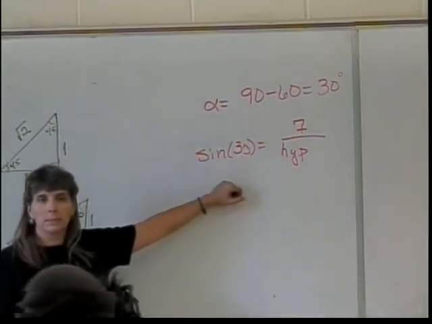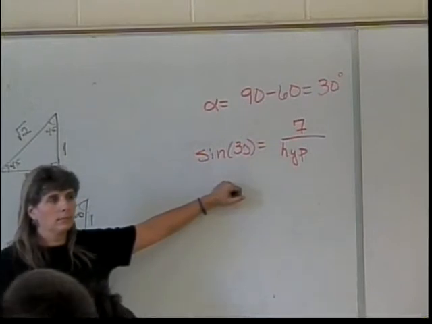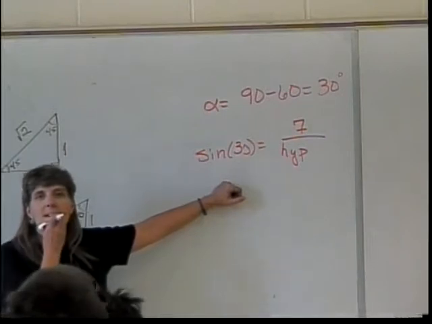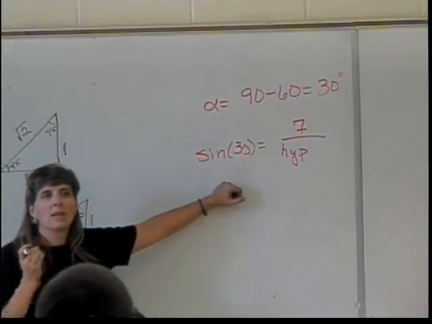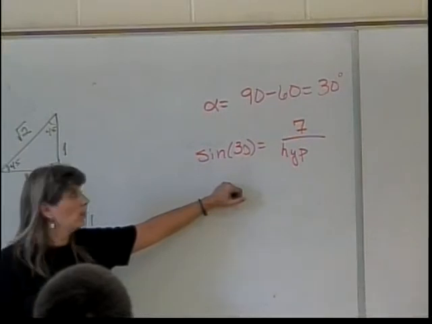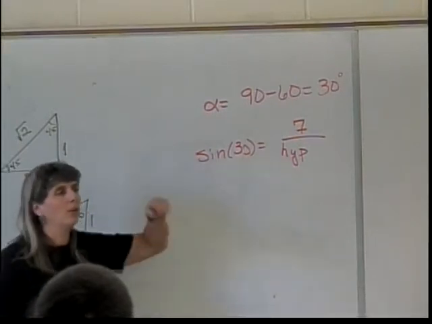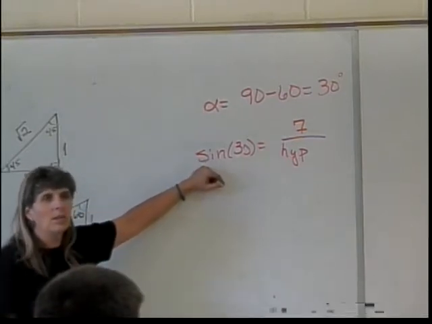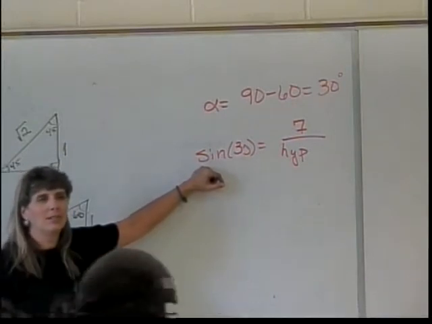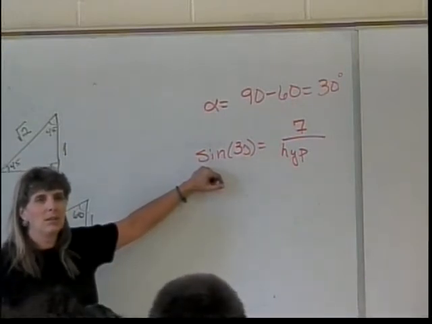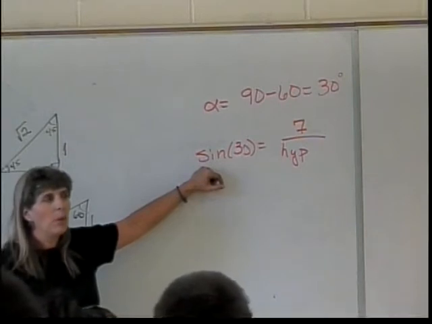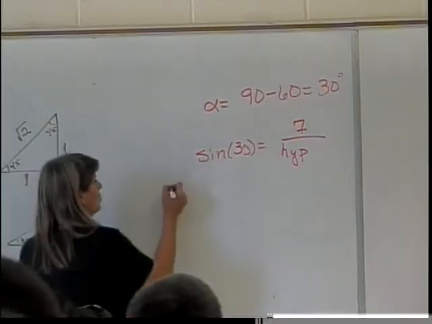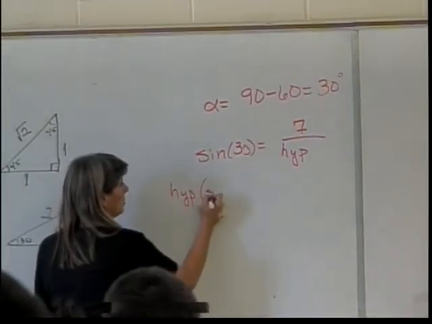So what do I do with this? 7 divided by sine 30. We haven't got there yet, remember, we go with steps. What do I need to do now? Just 7 to the other side. Get the hypotenuse by itself. How? Multiply on each side. So I have my hypotenuse times the sine of 30.